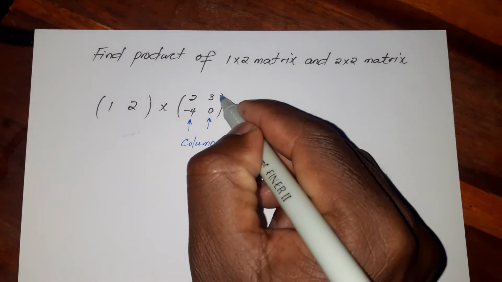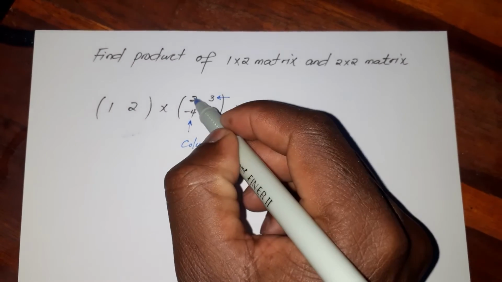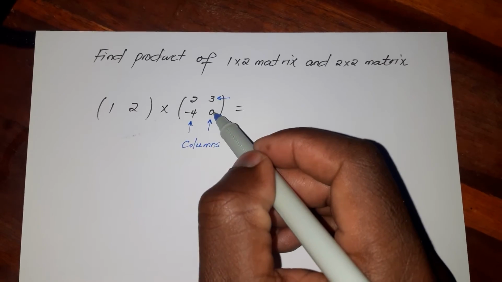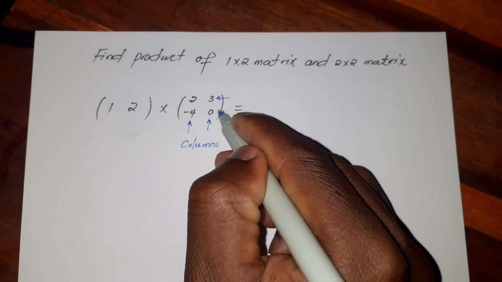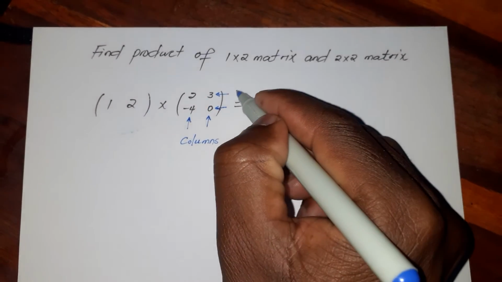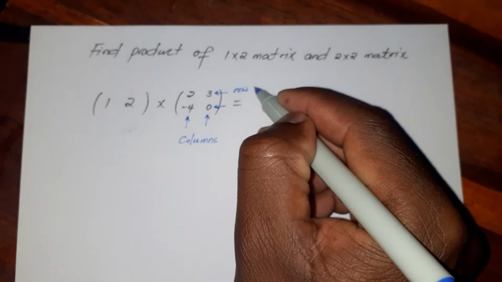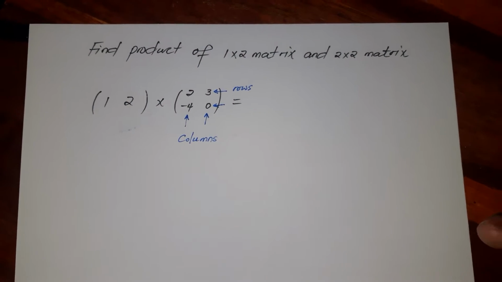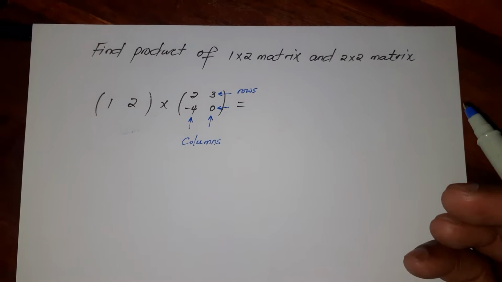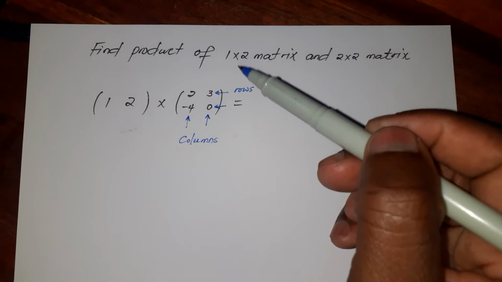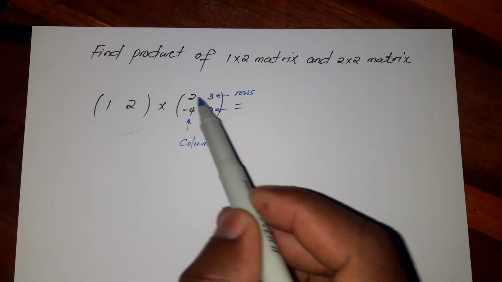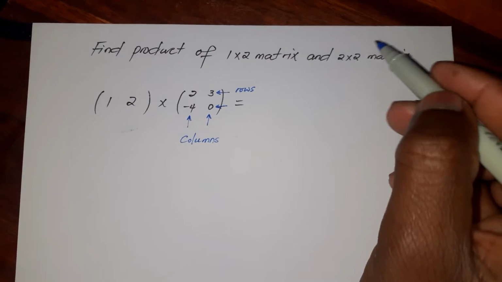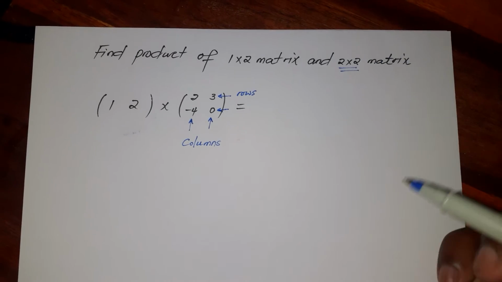Now the horizontal lines 2 and 3, they're in a horizontal line. -4 and 0, they're also in a horizontal line. The horizontal line, we call them row. If there are more than one, we say rows. Now, since we have 2 rows and 2 columns, therefore we say 2 by 2 matrix.